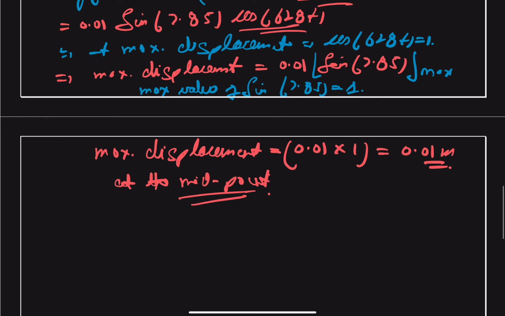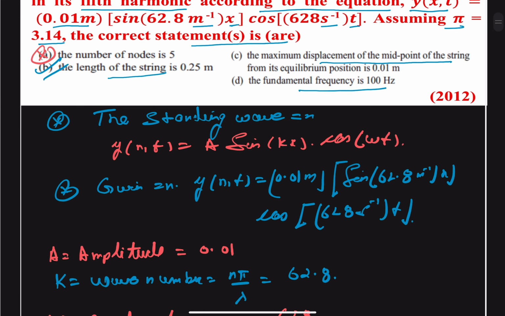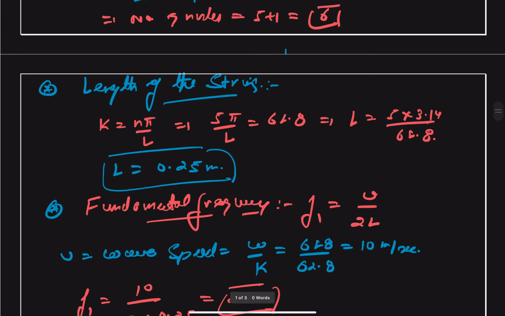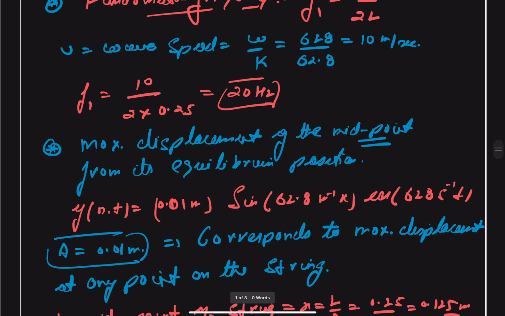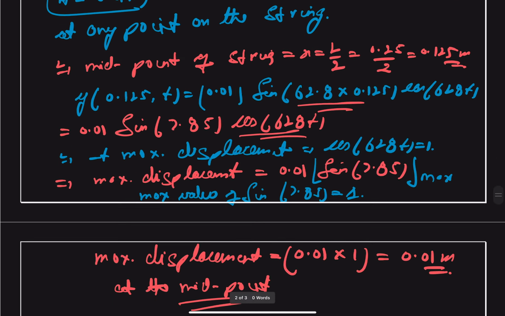So therefore, option number C is also correct. Option number D is incorrect because the fundamental frequency is said to be 100 Hertz, whereas we found out that the fundamental frequency is our 20 Hertz. So this completes the question. Thank you.